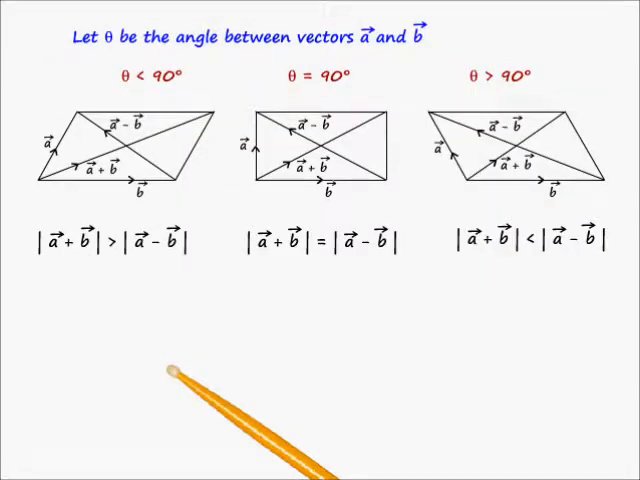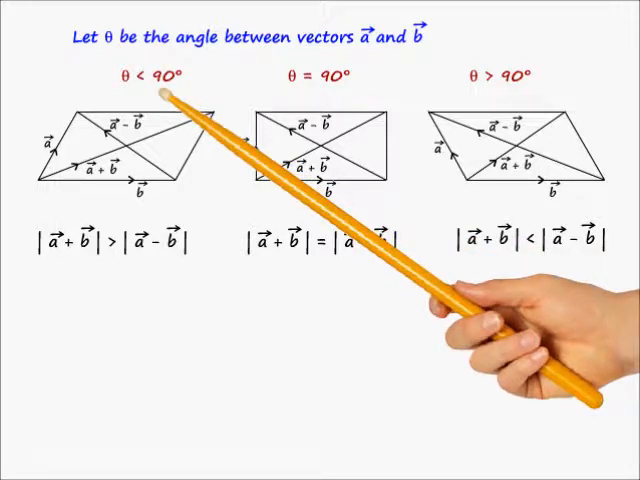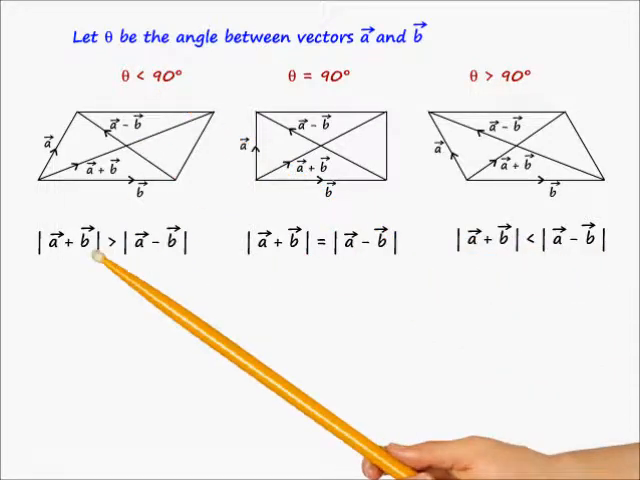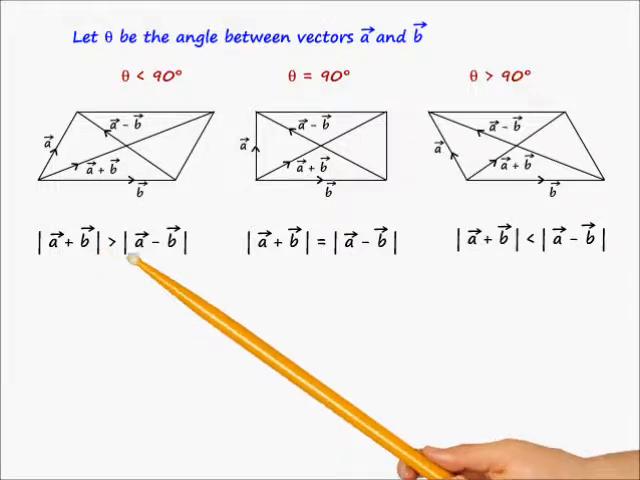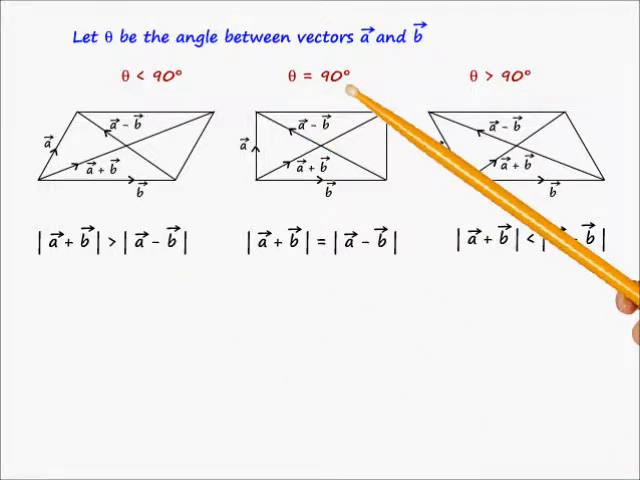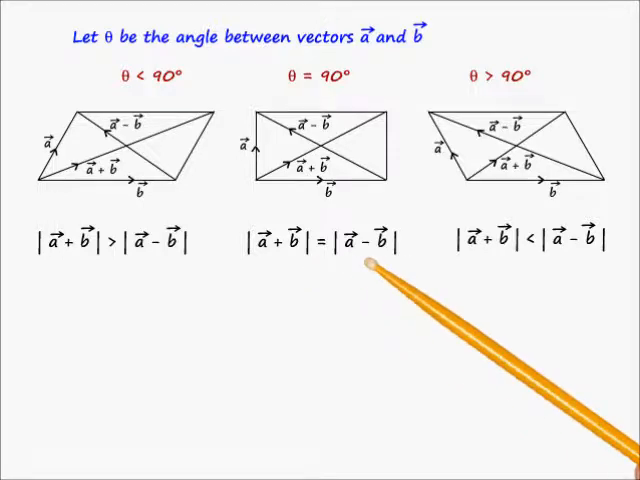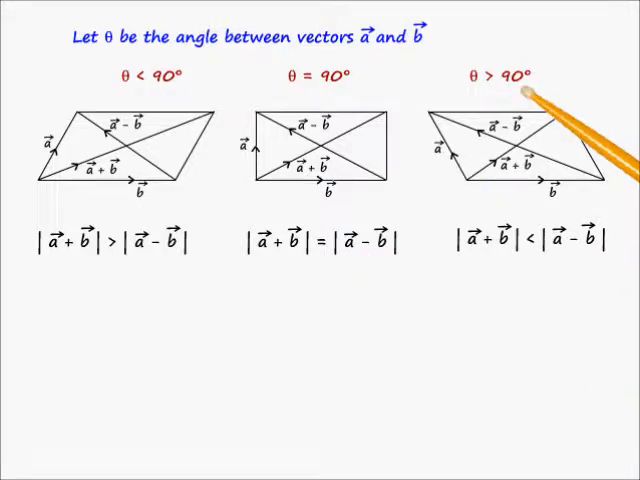You may note that if angle between two vectors is acute, that is less than 90 degrees, then mod A plus B is greater than mod A minus B. If two vectors are perpendicular, that is angle between them is 90 degrees, then mod A plus B equal to mod A minus B. If angle between two vectors is obtuse, that is angle between them is greater than 90 degrees, then mod A plus B is less than mod A minus B.